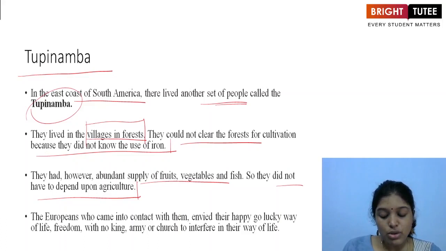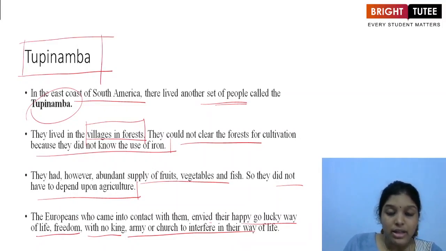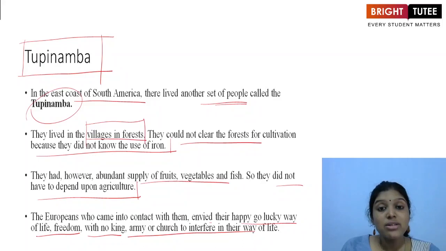And the Europeans who came into contact with them envied their happy-go-lucky way of life and freedom, with no king, army, or church to interfere. When the Europeans encountered the Tupinamba, they were so jealous of these people who had such an easy life with no king, army, or church to interfere in their lives. They were very free and happily living their lives, and the Europeans were very surprised and envious to see it.